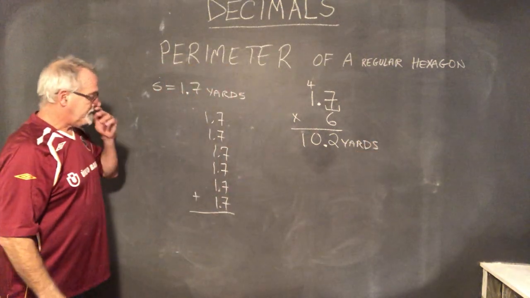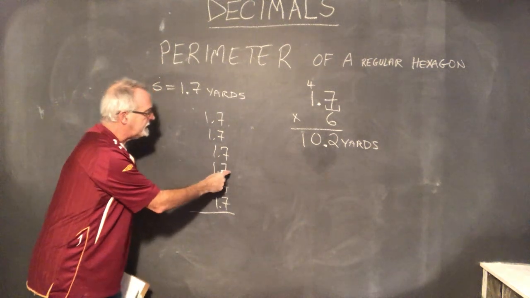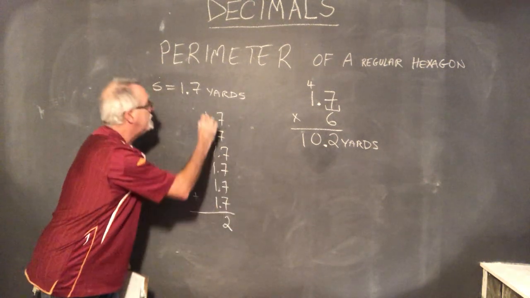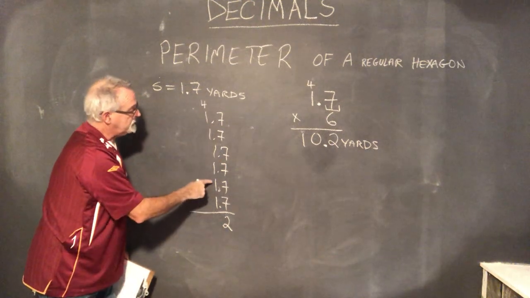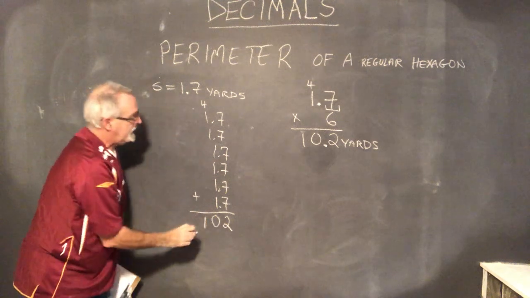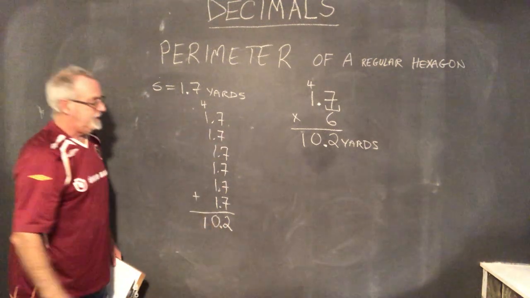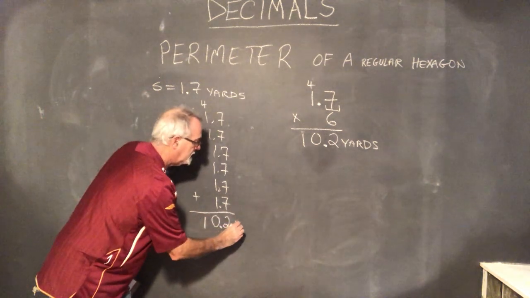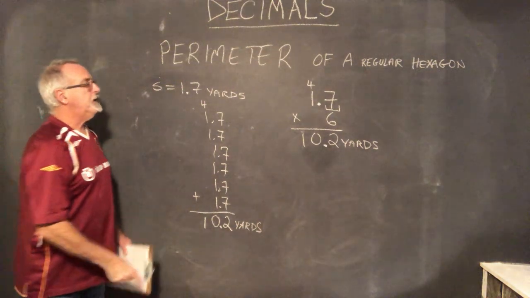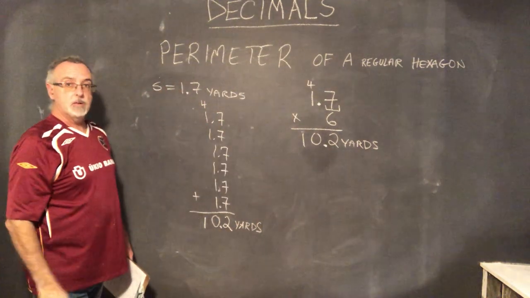And yes, if I were to add, 7 plus 7 is 14, plus 7 is 21, plus 7 is 28, plus 7 is 35, plus 7 is 42. 2, carry the 4. 1 plus 1 plus 1 plus 1 plus 1 plus 1 is 6, plus 4 is 10. And then I have to have the decimals lined up. Oh, unit of measure. Just because I wanted to show, look, see the 4 there? See the 4 here? Interesting.